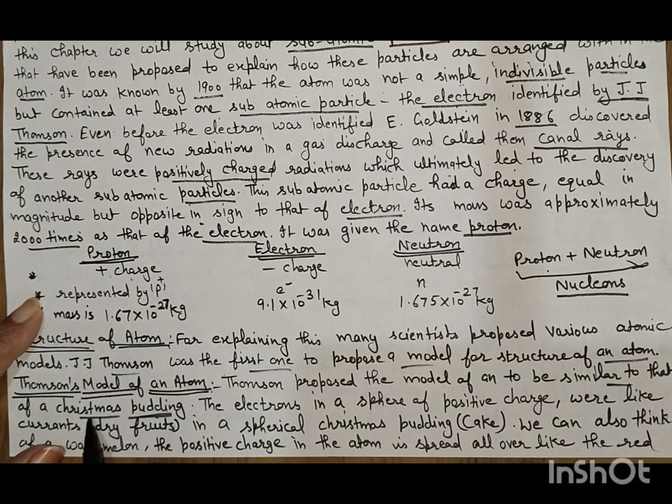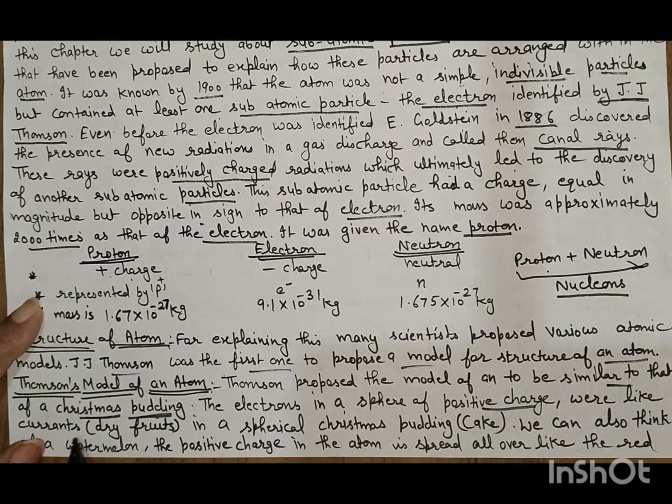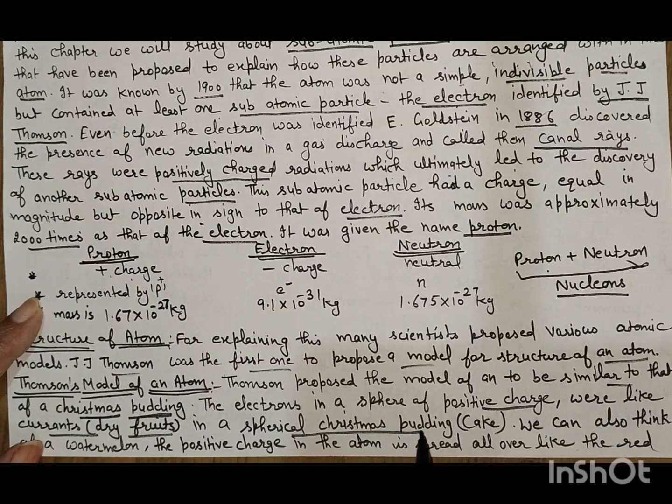It was like a Christmas pudding or a cake. The electrons in a sphere of positive charge were like the carrots or the dry fruits in a spherical Christmas pudding or cake. In the cake, dry fruits are spread here and there, just like the electrons are spread here and there in the atom.